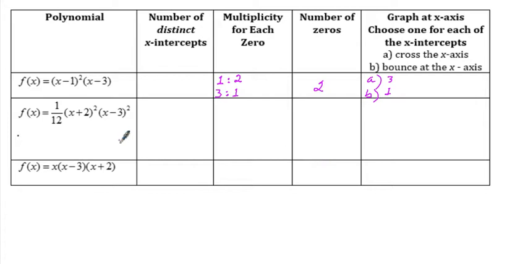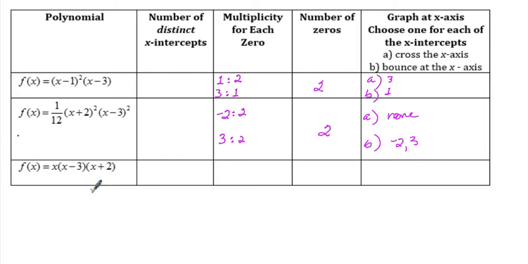Let's look at the second example. We have a couple of different zeros here. This factor means we have a 0 of negative 2. This factor means we have a 0 of 3. The multiplicity of the first 0 is 2. The multiplicity of this 0 is 2. We have two zeros again. We don't have any that cross the x-axis. They're both even, so we have none that cross at the x-axis. And both negative 2 and 3 bounce at the x-axis.